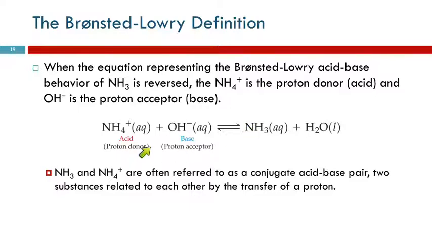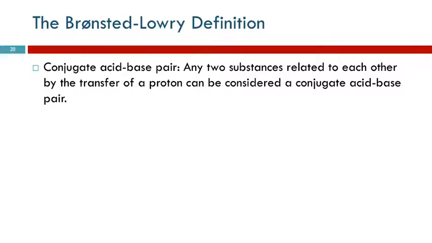These two are related to each other. They're called a conjugate acid-base pair. They go together. They're an acid-base pair. One is an acid, one is a base. And the only difference is that one has a hydrogen ion and the other does not. So a conjugate acid-base pair is any two substances related to each other by the transfer of a proton.